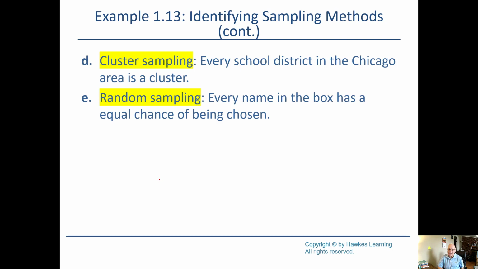Notice the one we didn't have as an example was the simple random sample, where every possible subset or sample has the same chance of being selected.